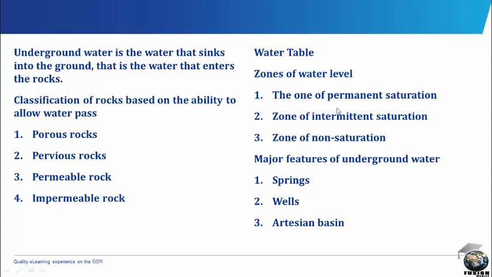Example, granite. 3. Permeable rock. This is a rock which enables water to pass through it. Example, sandstone. 4. Impermeable rock. This is a rock which does not allow water to pass through it. Example, clay.